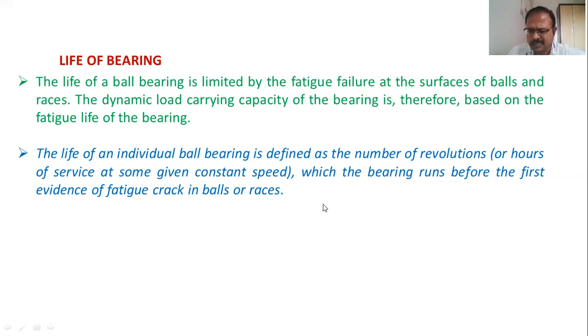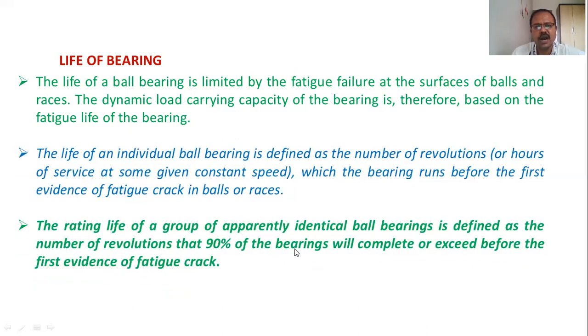But experimentally, it is proved that though the bearings are operating under the same conditions, same service conditions, same type of load, we still get the life of bearing differently for individual bearings. Therefore, for rolling contact bearings, we are not expressing the life of an individual bearing. Rather, we are giving it in terms of a rating life of a group of apparently identical bearings. Apparently identical bearings means bearings identical in all senses: the surface finish, the type of material, and all the other things will be identical.